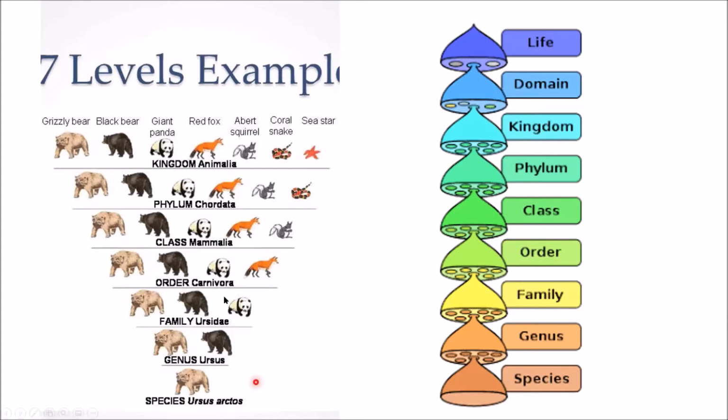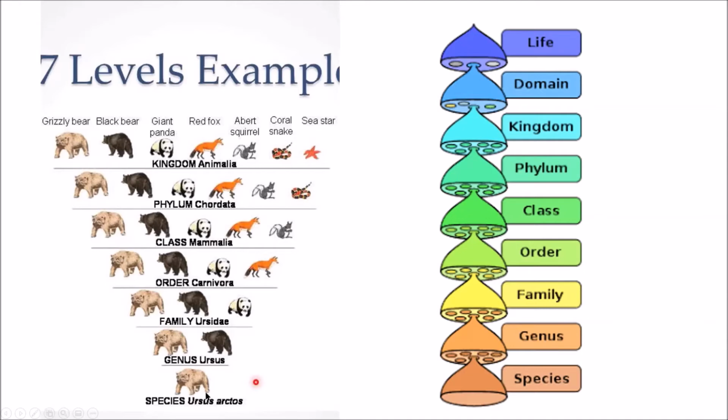Okay, and then once again, you move down to the family, and all of a sudden, the fox isn't there anymore. Like I said, all of these animals here, the grizzly bear, the black bear, and the panda, they are all a part of the same family. Okay, they are all considered bears. Okay, you move down again. Now you're down to two organisms when it comes to the genus. So that means that the grizzly bear and the black bear are going to have more in common compared to the panda. Okay, and then finally move down to the species.